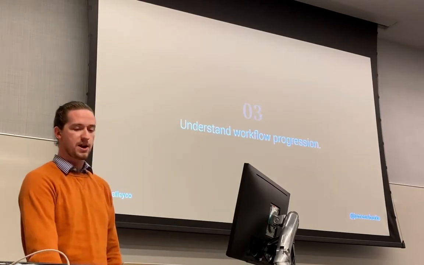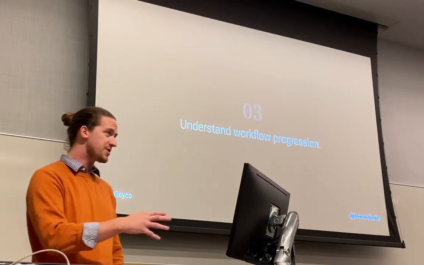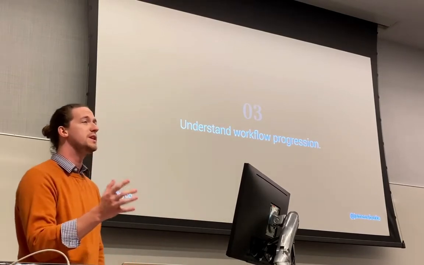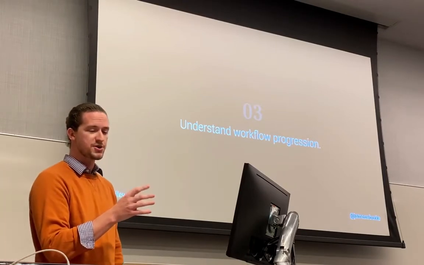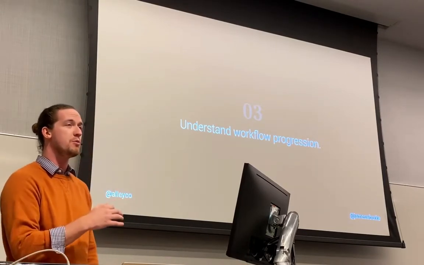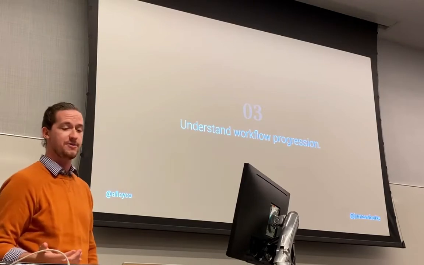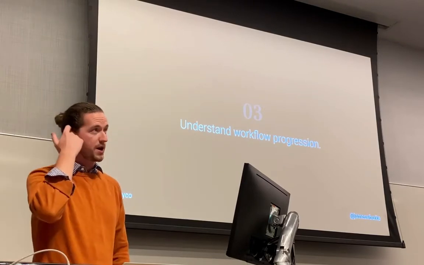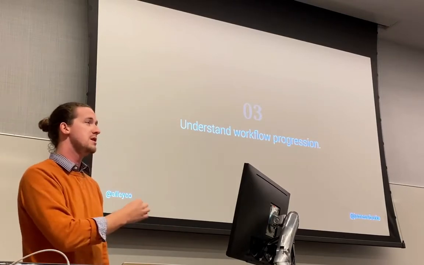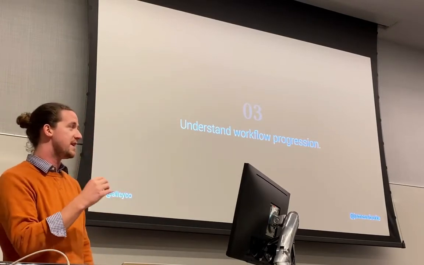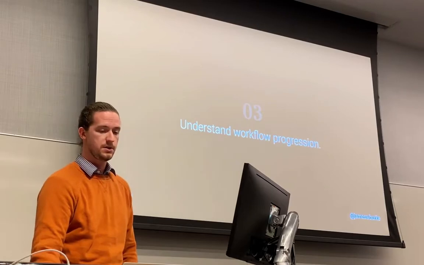Understanding workflow progression. Understanding how your teams really need to go from step A to step B. Understanding who needs to have final say of something and when they need to have final say of it. Are they able to go forwards in steps? Are they only allowed to go backwards? Are there certain requirements that they need to hit in order to progress?